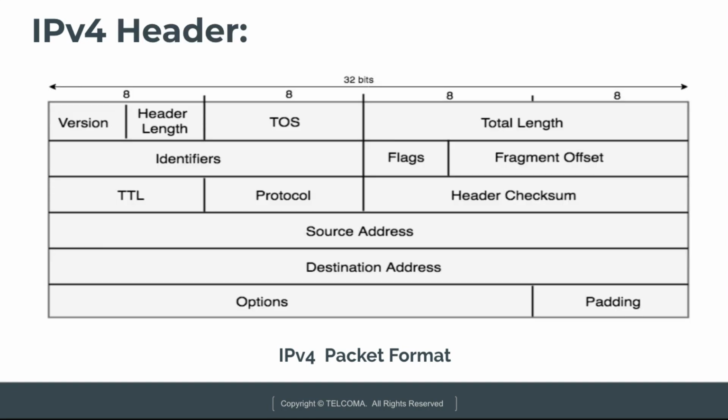Next is the IPv4 header. The IPv4 header has many fields. It starts with the version, header length, TOS, total length, identifier, flag, and then the fragment offset. Then we have the TTL, protocol, header checksum, and it contains the source address and destination address with options and padding. This total header size is 32 bits wide. Let's discuss these one by one.